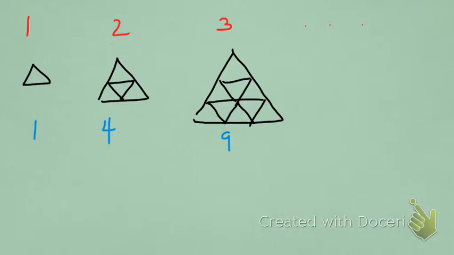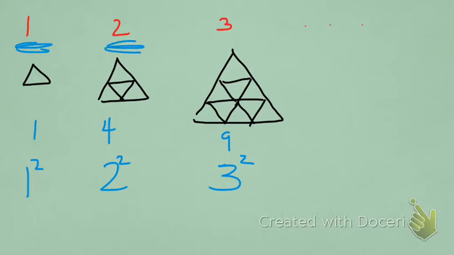So we've got 1 little triangle, 4 triangles, 9 triangles. These are all perfect squares. That 1 is the same as 1 squared. 4 is the same as 2 squared. 9 is the same as 3 squared. So what we're doing is we're just taking the name of that triangular number and we're squaring it.